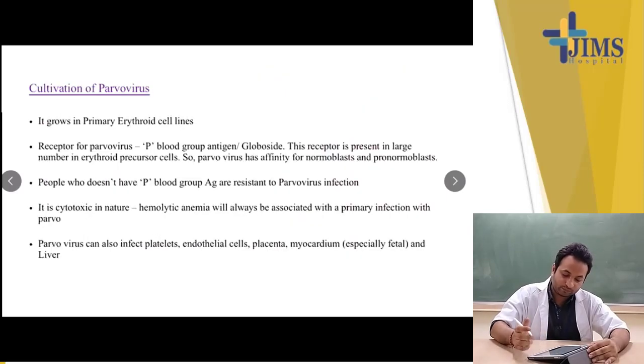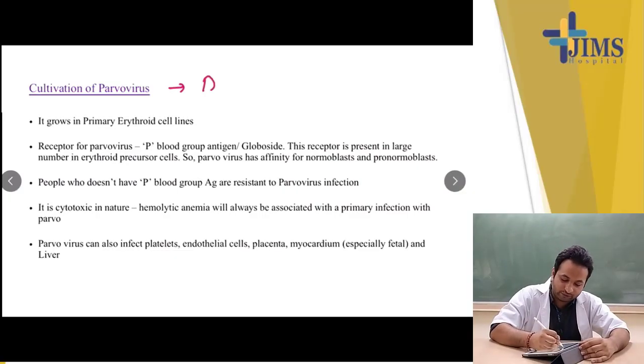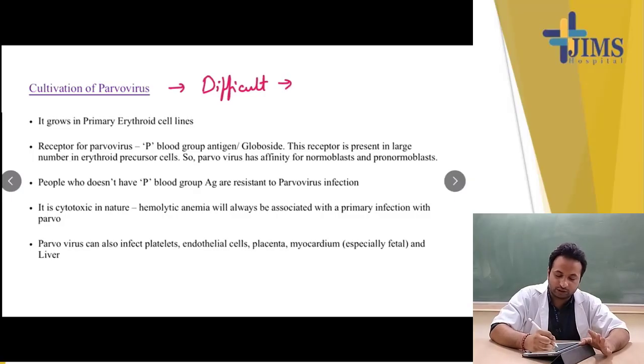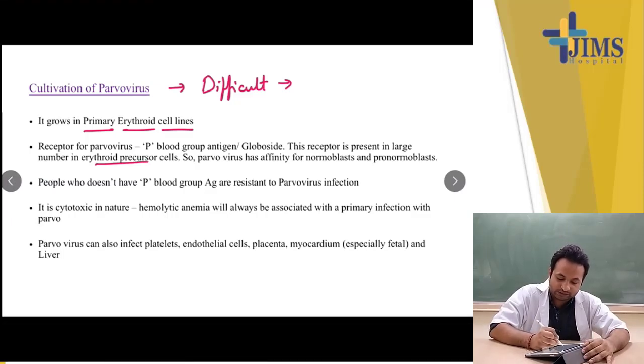Okay. Now, how will you cultivate a parvovirus? Cultivation of parvovirus is very difficult. It does not grow in routine cell lines. You only require primary erythroid cell lines for growing them. Why? Because the receptors of parvoviruses are P blood group antigen or globoside, which are only present in large numbers in erythroid precursor cells. So this is the reason why parvovirus has affinity for normoblasts and pronormoblasts.